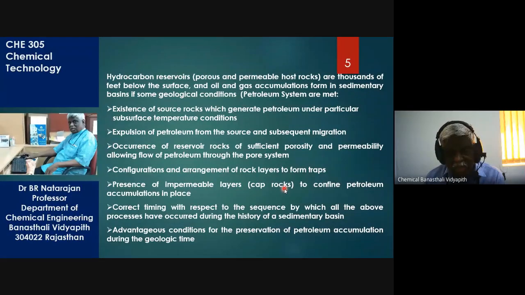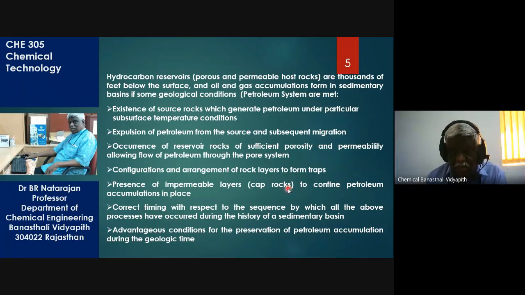Cap rock is like the lid of a bottle, right? So a bottle is there, the oil is there, and the cap rock is the lid, which is impermeable, meaning it sits above the trap, so that the oil doesn't leak anymore or doesn't travel anymore. It confines the petroleum accumulation in place.